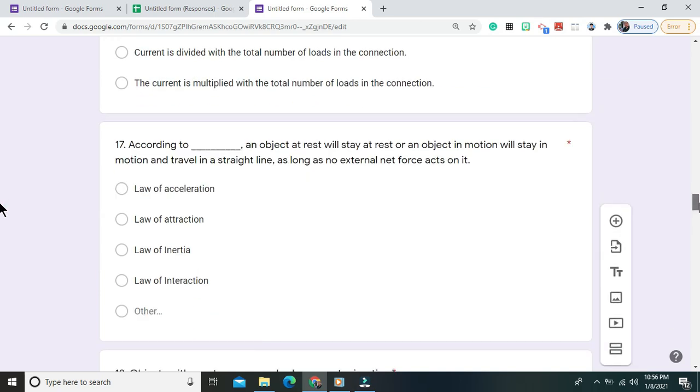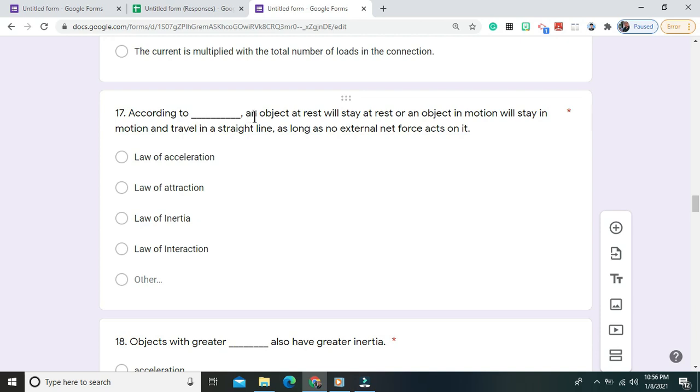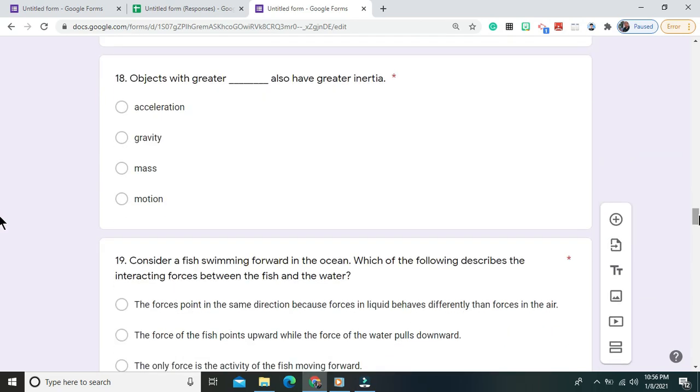Number 17. According to blank, an object at rest will stay at rest, or an object in motion will stay in motion and travel in a straight line as long as no external net force acts on it. The correct answer is law of inertia. Number 18. Objects with greater blank also have greater inertia. The correct answer is mass.